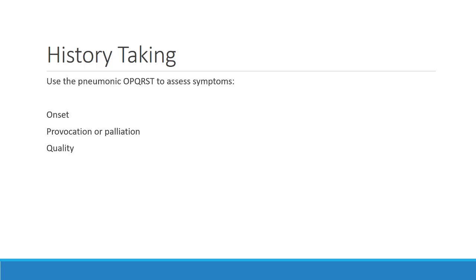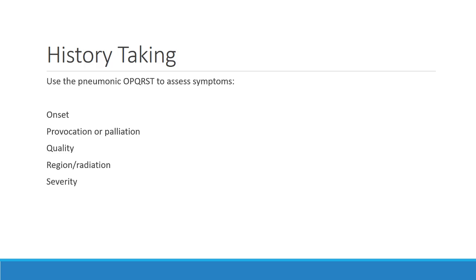Q is for quality. So is it sharp or dull? Stabbing, for example. R is for region or radiation. So you want to find out exactly where their symptoms are. And is there radiation? For example, if they have pain, is there radiation to that pain? Does the pain start in the abdomen and go to the shoulder, for example? As we will get into some medical conditions, this is a clue that can lead you to determining what might be wrong with them.